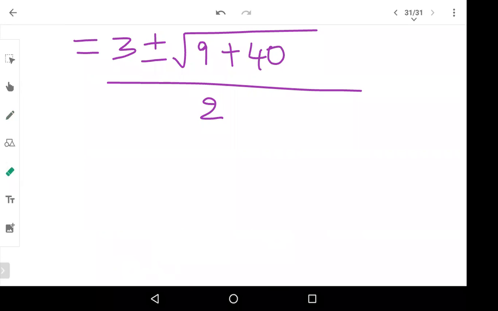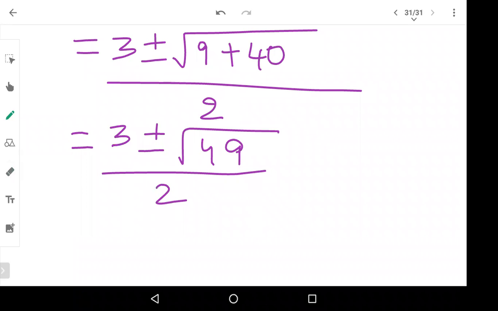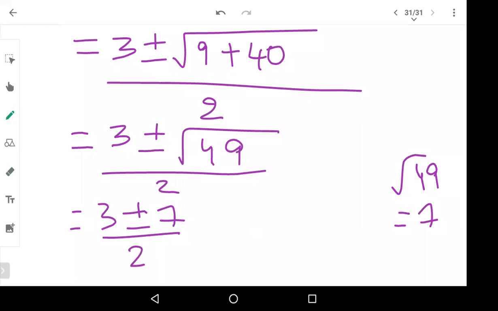Yeah, correct, Aina. Yes, Gauri, minus into minus is plus. Then x is equal to 3 plus or minus square root of 9 plus 40, which is 49, by 2. Now, next, 3 plus or minus, if you see, square root of 49 is nothing but 7. Yes, correct, Lakshmi. Square root of 49 is 7. So 3 plus or minus 7 whole divided by 2.